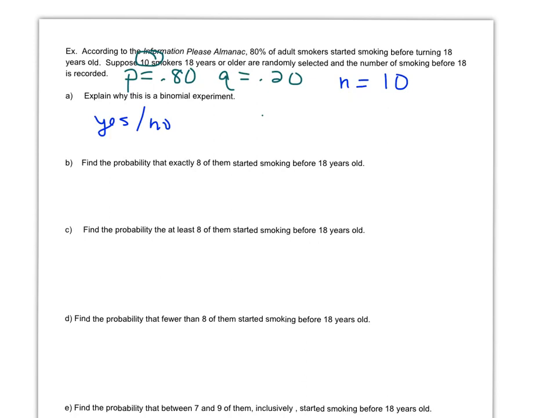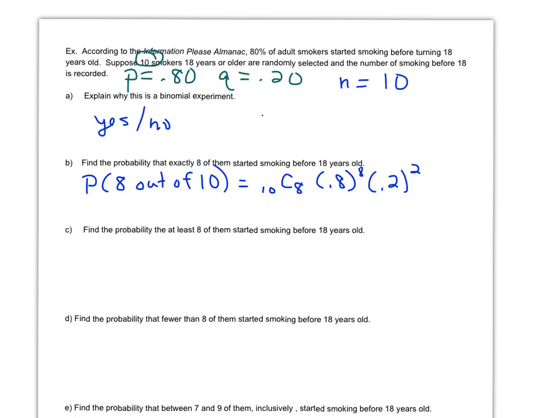So part B says, find the probability exactly 8 of them started smoking before 18. So that's the probability of 8 out of 10. If I put that into the formula, we have 10 choose 8 times 0.8 to the 8, and then 0.2 to the 2. Because we said 8 of them are, that means 2 of them are not, and that's what the n minus r is for that second part.